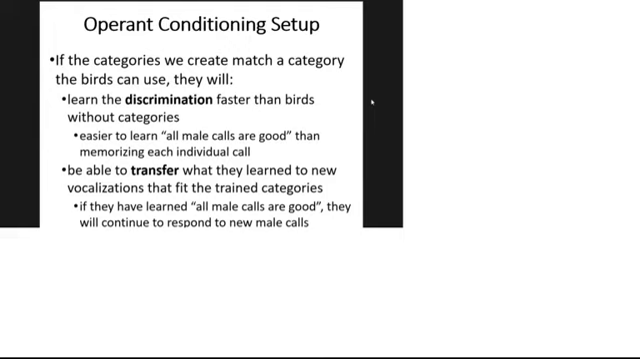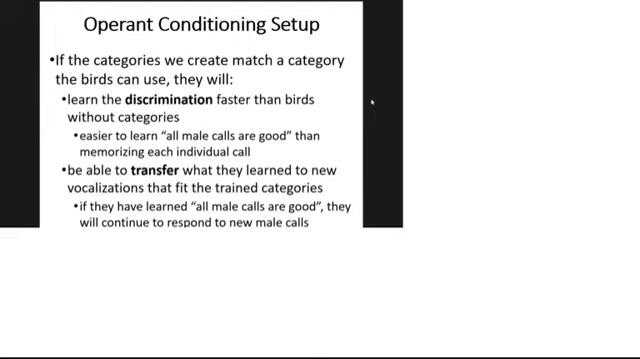So the idea here is if we have enough stimuli to make it hard for them to memorize every single one, then having that category, having that concept of female calls get me food and male calls do not, then we should see them learn the process a lot faster.